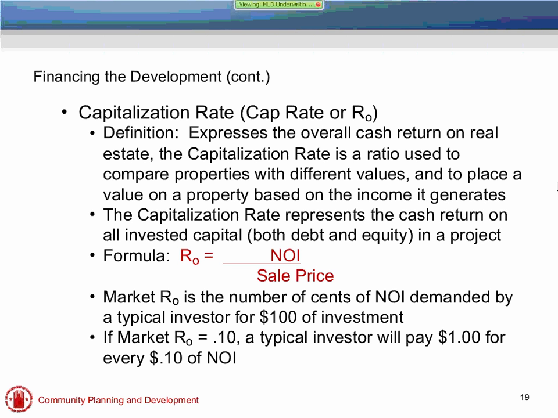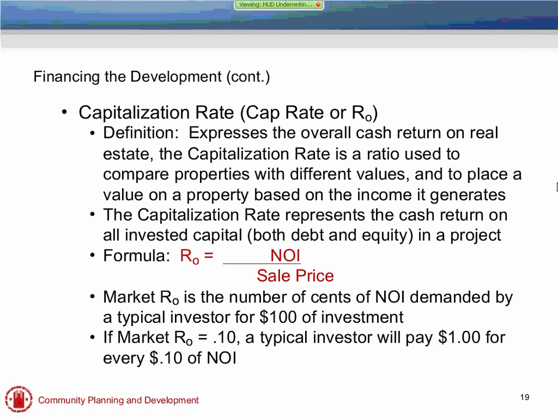One of the things that appraisers do in order to value properties is keep track of what typical capitalization rates are in particular markets. They actually track sales of properties, and that's how they come up with an appropriate capitalization rate when they're trying to value a property. The market capitalization rate, or market R sub O, is the number of cents of net operating income demanded by a typical investor for every dollar of investment that they're willing to make.